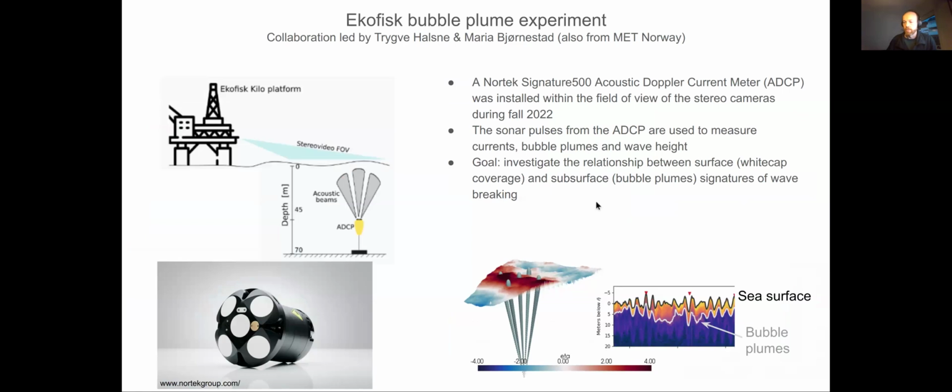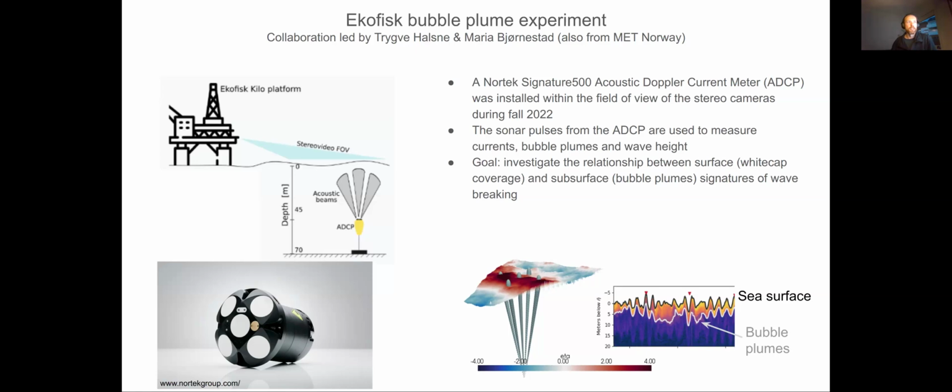Yeah, so now I'll get to a recent experiment that we've conducted on the platform. So about 2 years ago, we got permission from ConocoPhillips, who operate the platform, to do a field experiment at the Ekofisk field, where we temporarily installed an upward-looking acoustic Doppler current profiler, or an ADCP, within the field of view of the stereo cameras.